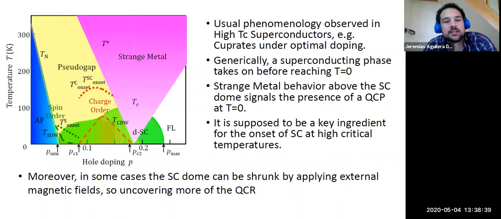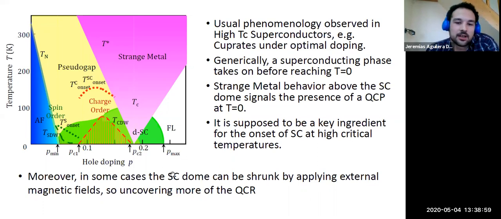And to finish this introduction, I would like to show you a picture of the general phenomenology observed in the cuprate high-Tc superconductors. So here we are plotting, if you want. Oh, sorry, by the way, can you see my mouse moving here?